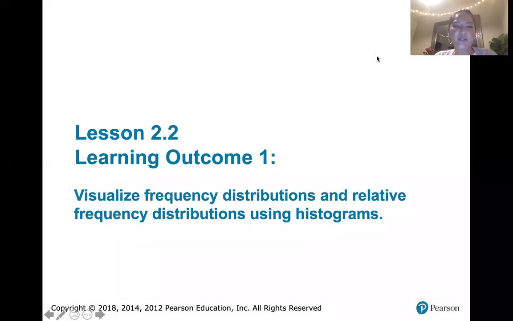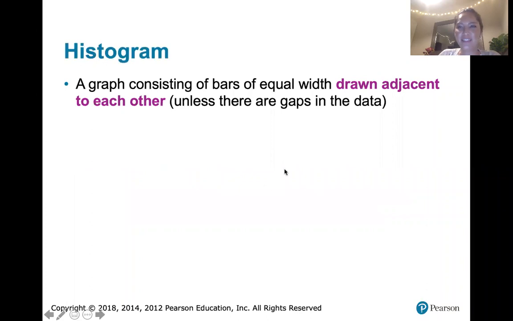This video covers learning outcome number 1, visualizing frequency distributions and relative frequency distributions using histograms. So here's the definition of a histogram.